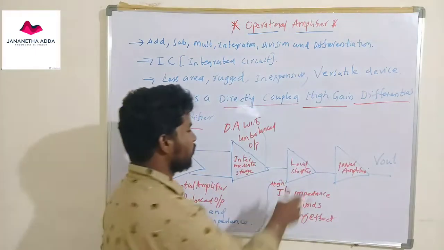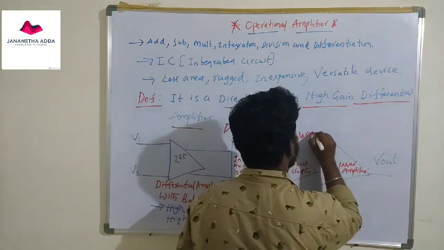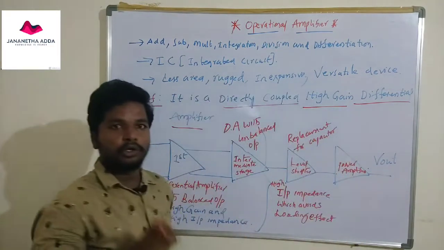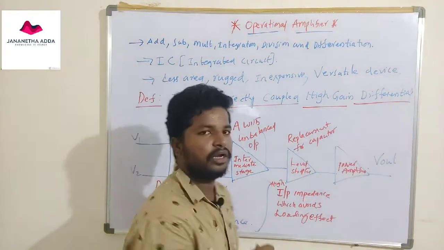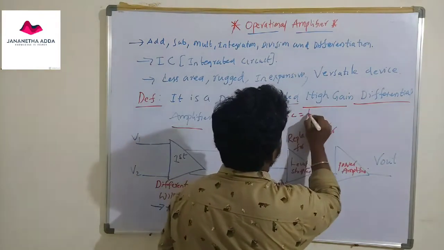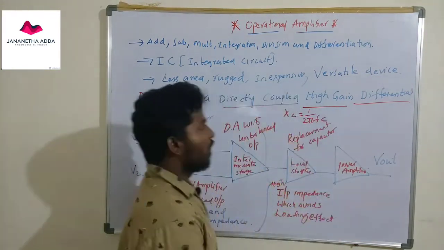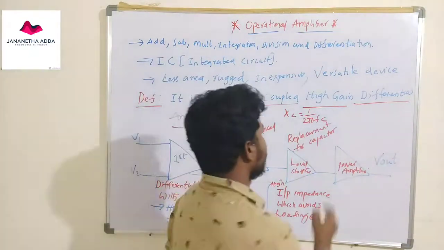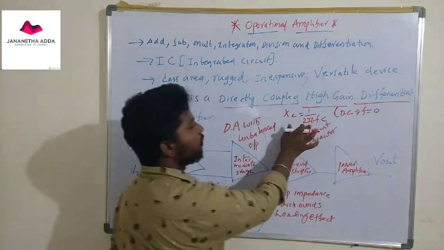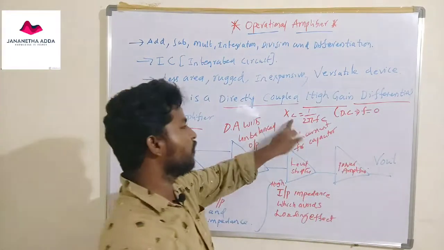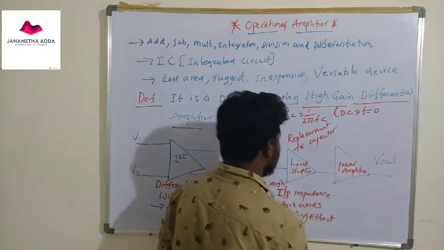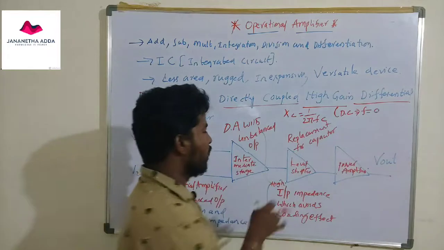The level shifter is nothing but a replacement for a capacitor. We usually use a capacitor to block the DC. In our circuit design, we use the capacitor to block the DC because we assume the reactance of the capacitor as Xc equal to 1 by 2 pi Fc. For DC, the frequency is equal to 0. If the frequency is equal to 0, the reactance is infinity. So the capacitor is open circuited for the DC voltage. Because of that, to block the DC voltage, we are using a level shifter.